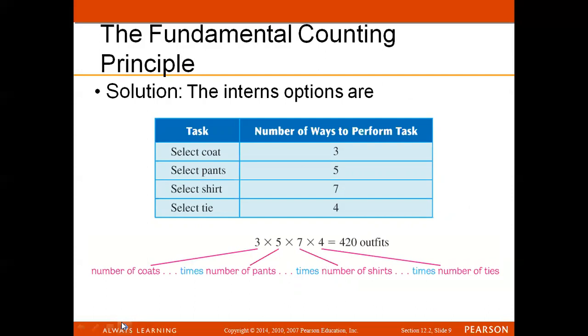Solution. The intern's options are systematically listed in this table, where our first column is the task of selecting a coat, selecting pants, selecting a shirt, and selecting a tie. And our second column is the number of ways to perform that task: 3 coats, 5 pants, 7 shirts, 4 ties. If we multiply 3 times 5 times 7 times 4, we get 420 outfits. Number of coats times number of pants times number of shirts times number of ties.